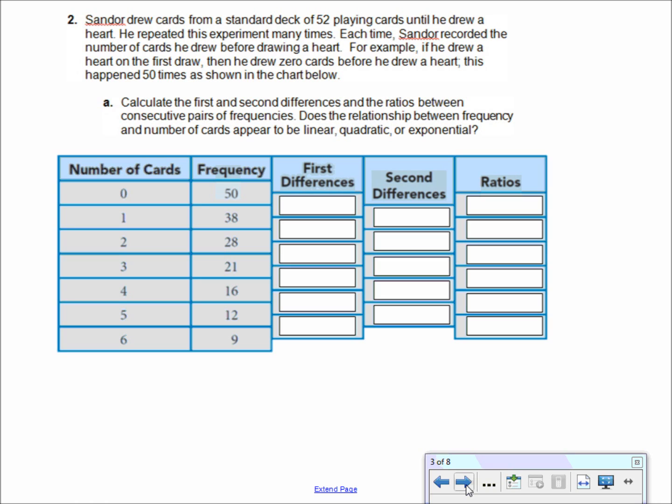Calculate the first and second differences and ratio between consecutive pairs of frequencies. Does the relationship between frequency and the number of cards appear to be linear, quadratic, or exponential? Okay? So, first things first. We know what we're going to do for first differences is we're going to take this second number and subtract. Everyone agrees with that? I'll get back the calculator. Sorry.